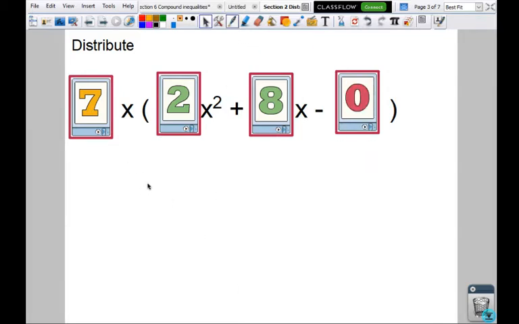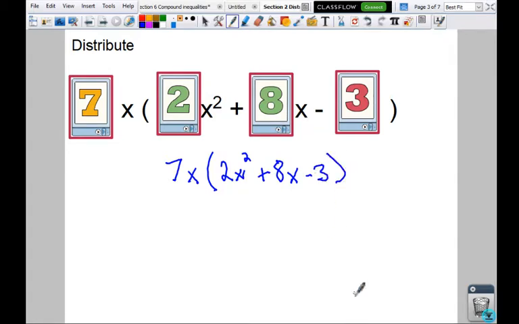And then I'll just write this out so it looks a little nicer, more like what you'd see in the book. 7x, parentheses, 2x squared, plus 8x, minus 3. Alright, if I'm going to distribute this, before I go any farther though, I have a 7x. What's my exponent on this x right here? 1. So I need to keep that in mind when I distribute.